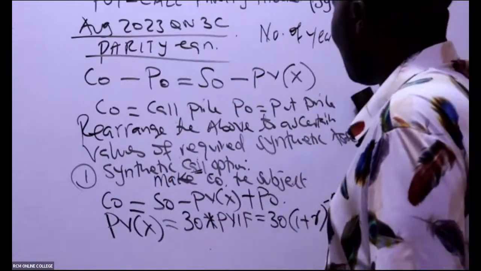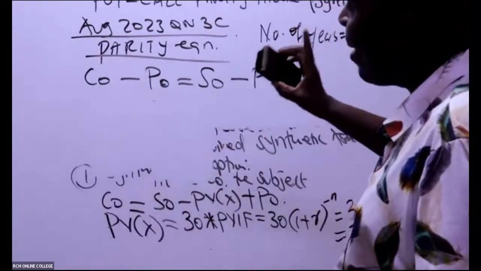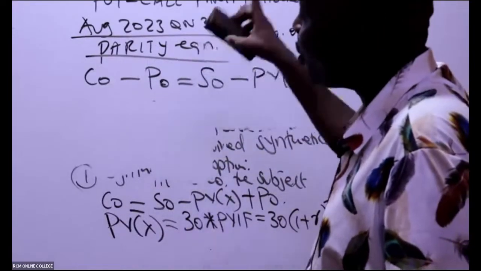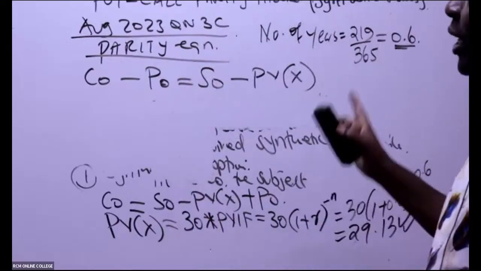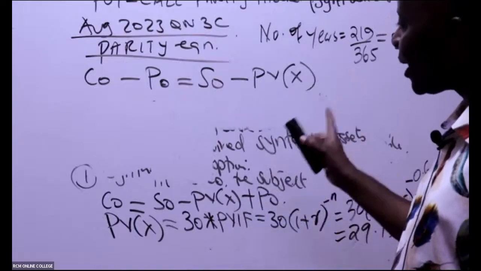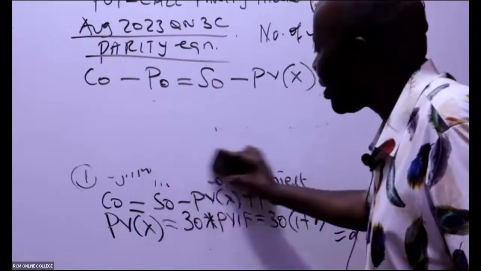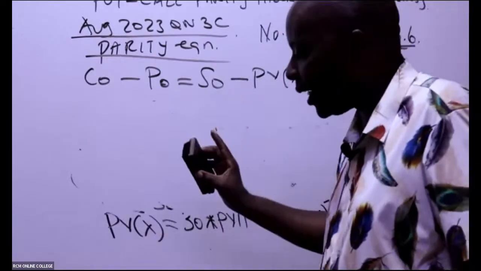So then let's get back here, ladies and gentlemen. We are saying that this is what we call the parity equation. This equation, you must cram it. It is CO minus PO equals SO minus present value of the exercise price. You must cram that. And then now we go to the requirement.